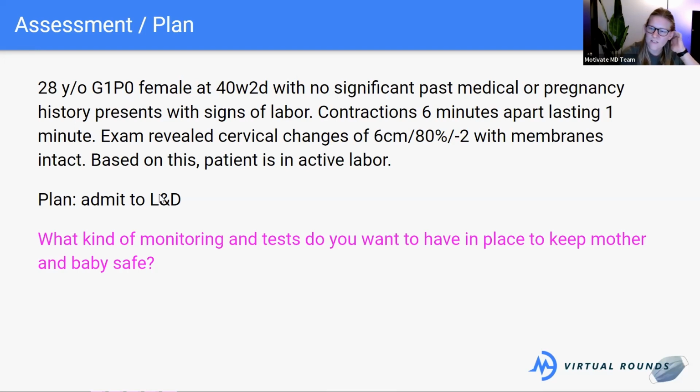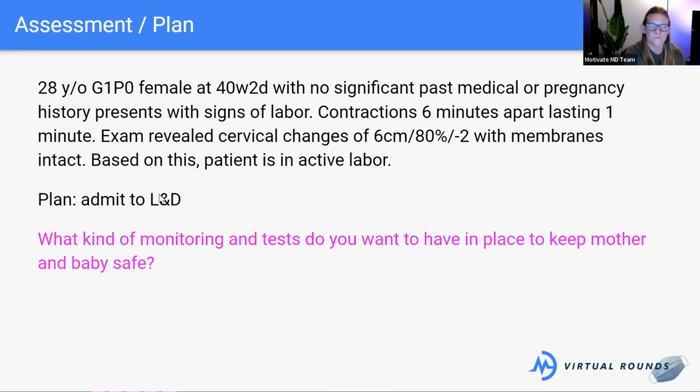And then Adam was suggesting that we would offer her an epidural. That's absolutely true. I actually did a virtual rounds on epidural a couple of months ago, so if you're interested in watching that, I think it's on the YouTube channel. That's definitely something the anesthesia team would come in and talk to her about, offering different options for pain control, and then going with whatever the patient's preference is. So let's say this patient wants to do a natural unmedicated birth.